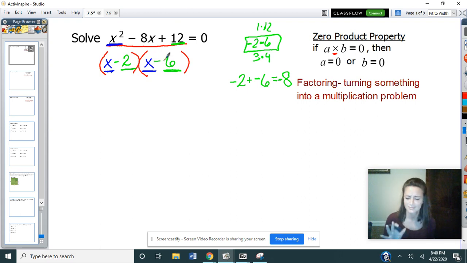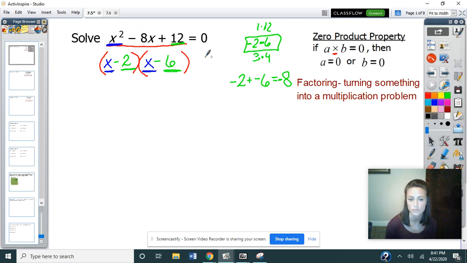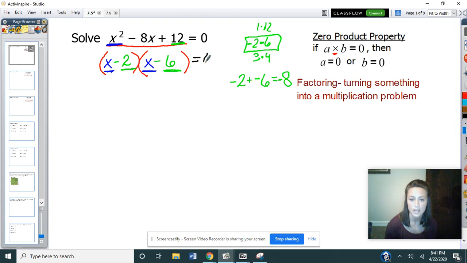I feel like I did that a little confusing, so let's just go over that real quick. Negative 2 times negative 6 is 12, and negative 2 plus negative 6 is negative 8, and that gives you the middle term. Remember, to check your work, you can distribute out and see if you got the right answer. But this time, we're not going to distribute out and check if it matches. We're going to continue to solve.